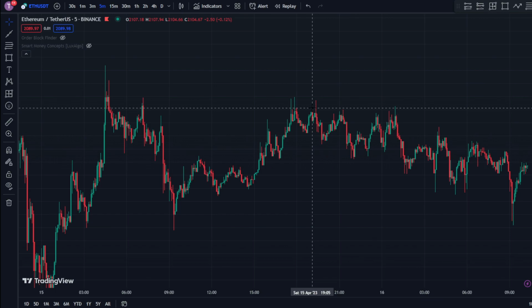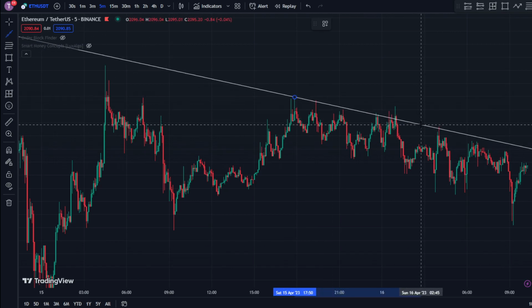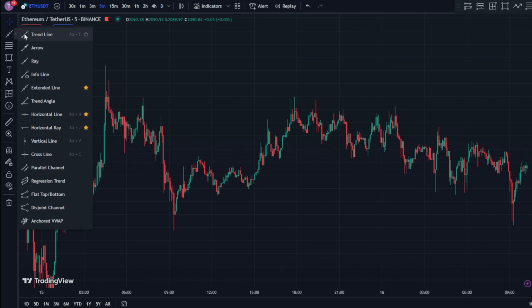So I'm going to be teaching you guys how to draw these type of trend lines and how to take the trades. So first up, let me show you guys how to draw this type of trend lines and support channels. So you guys can use two type of ways to draw it. First, you can use the trend line. So you can just go to the second option right here, click trend line.